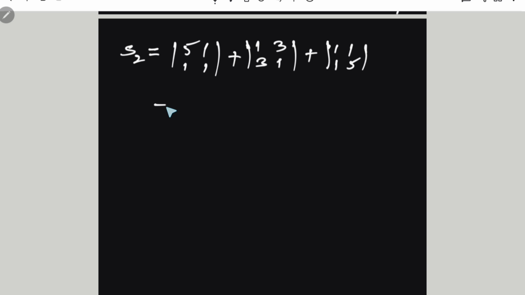And therefore, we get the value 5 minus 1 as 4, 1 minus 9, we get minus 8, and 5 minus 1, we get 4, and therefore it is 4 minus 8 plus 4, we get that value as 0.